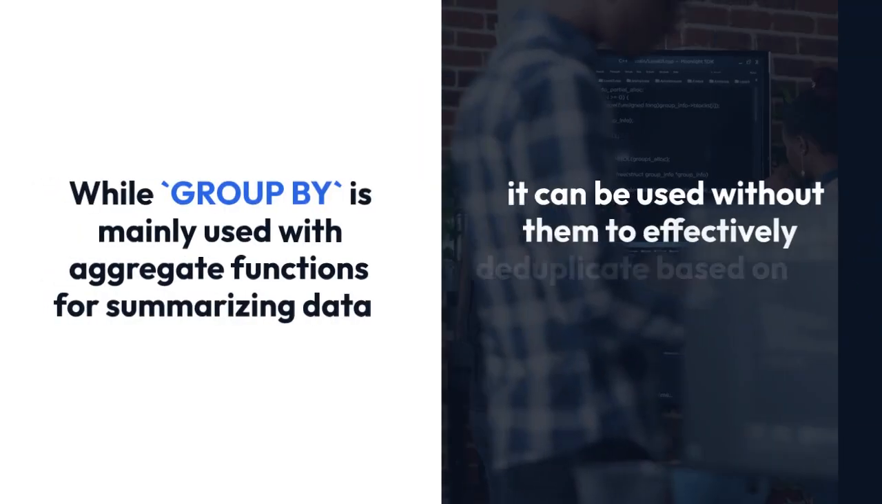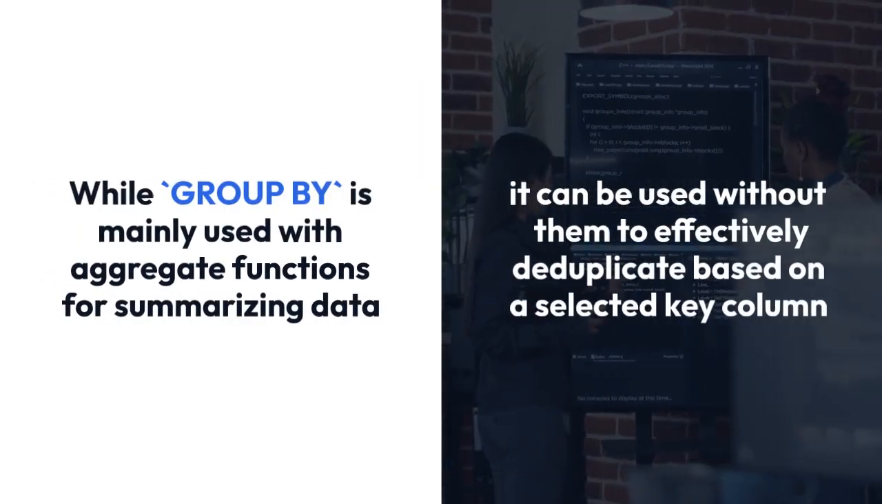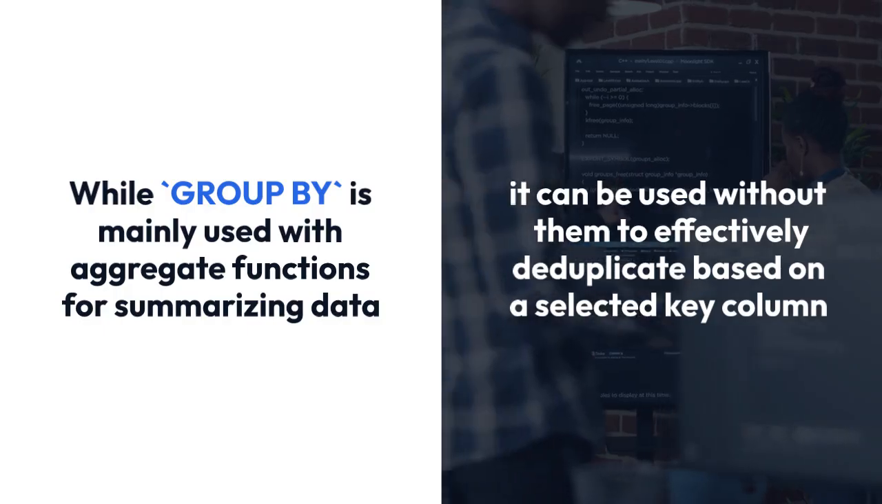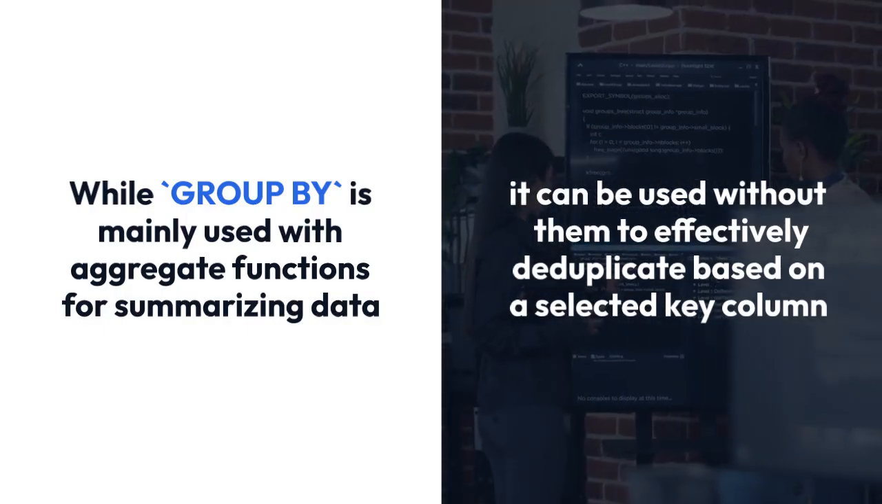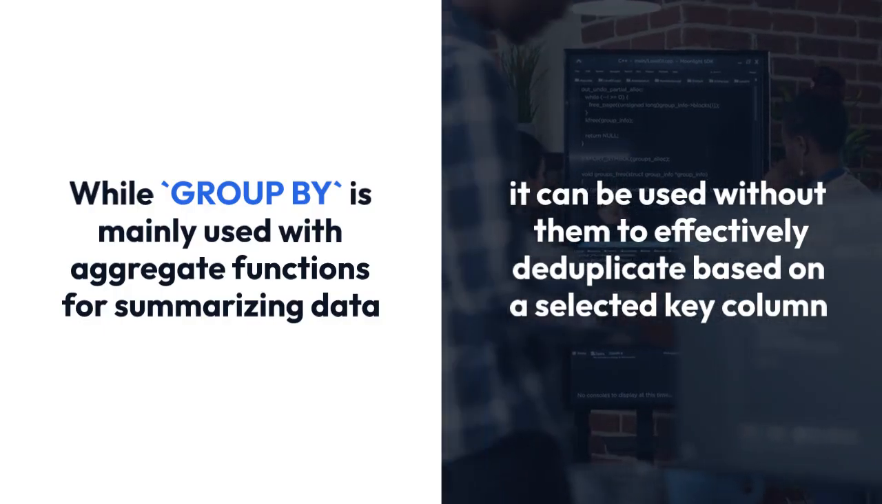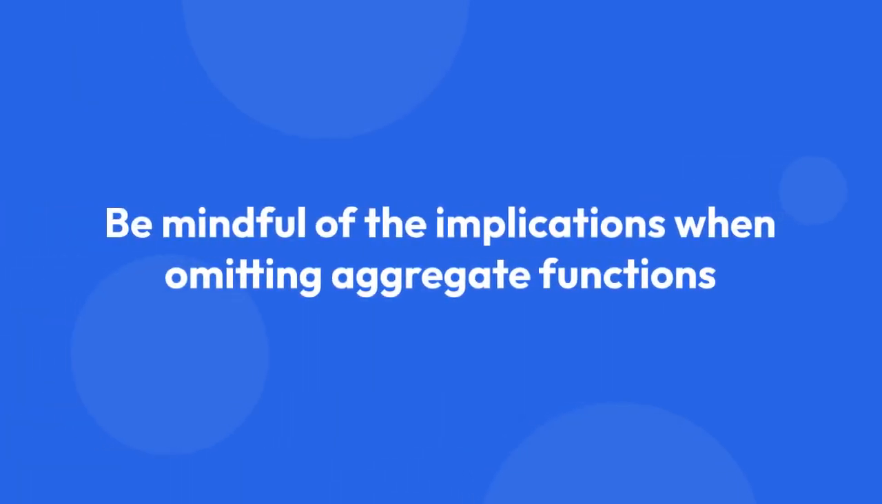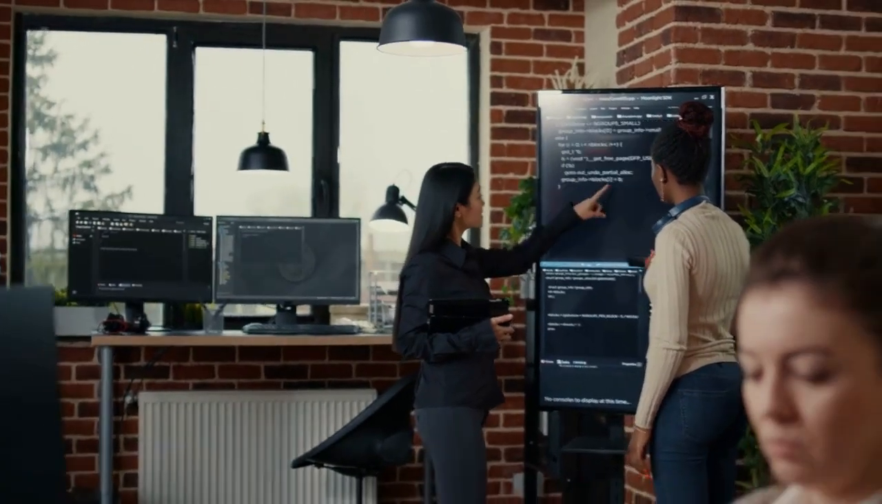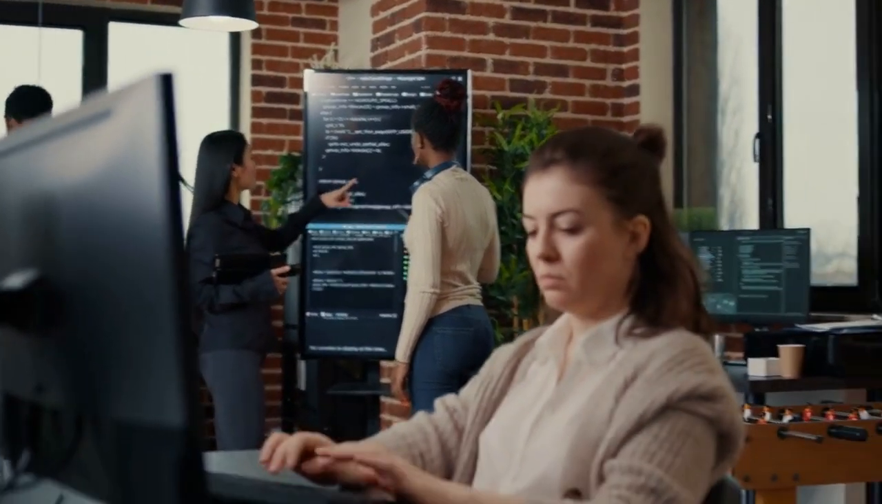In short, while GROUP BY is mainly used with aggregate functions for summarizing data, it can be used without them to effectively deduplicate based on a selected key column, but remember that results for non-aggregated columns will be unpredictable. Always be mindful of the implications when omitting aggregate functions. Using GROUP BY without aggregates is a technique to understand, but generally avoid using it in any production system due to its unpredictable nature.